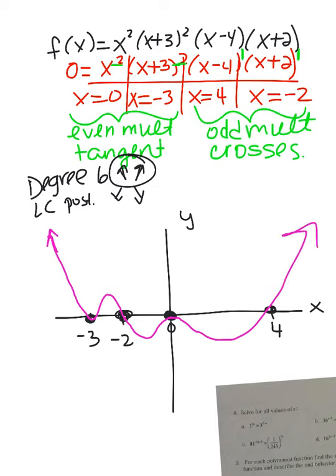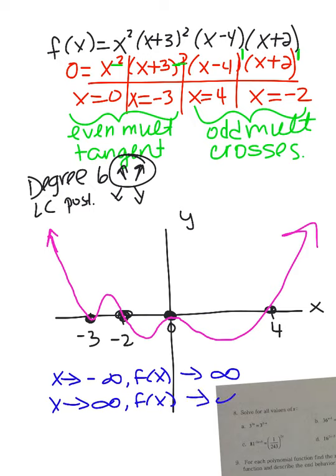All right, last thing is I need my end behavior. As x goes to negative infinity, f of x, your y values, go to positive infinity, goes up. As x goes to positive infinity, your y values also go to positive infinity. All right, so let's take a look at 9b.